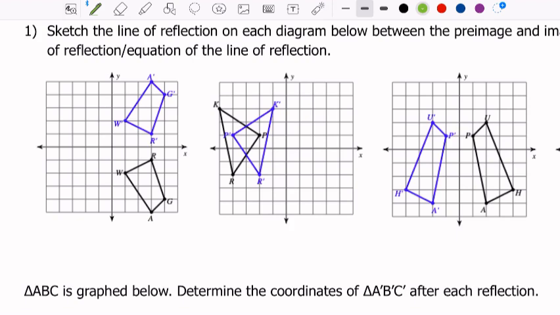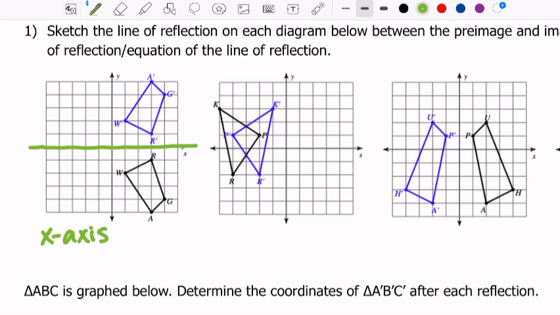So if I'm looking at R and R prime, I'm thinking that this is the line that's directly in between those 2 points. Okay, or I could look at W and W prime. This has a distance of 2, and this has a distance of 2. Okay, so it's directly in between. Okay, so let's think. What was this line that we reflected over? Well, that is the x-axis, okay, and so that's one name of it.